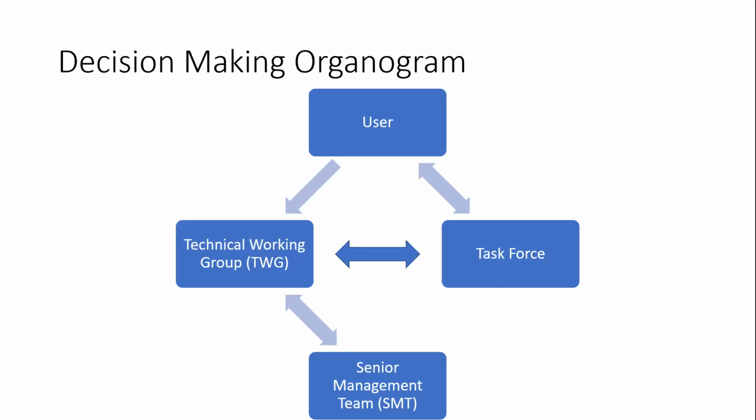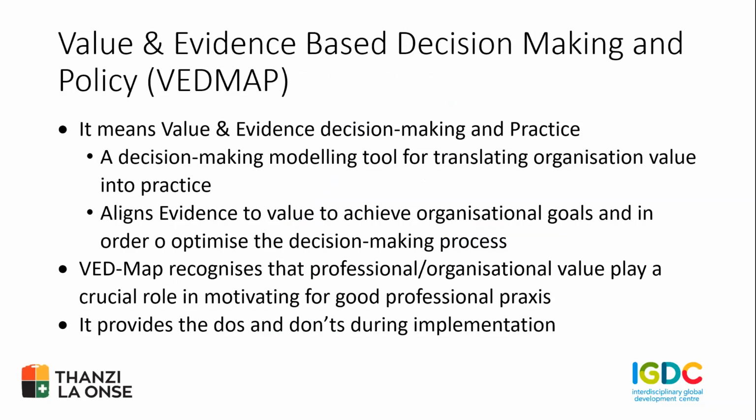So there's a user of the technology. This is the Minister of Health. And then we have the technical working groups, which determine the criteria, and a task force, which makes decisions. The technical working group and the task force come with recommendations to the senior management, who make decisions for the user to acquire new technologies. But sometimes the users may just make a decision together with senior management, for example, if the technology is based on donation.